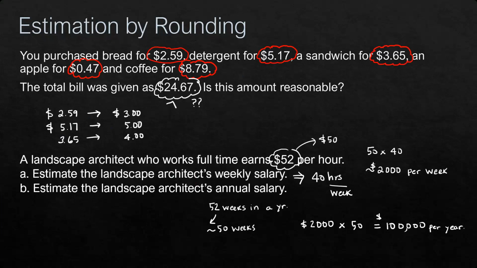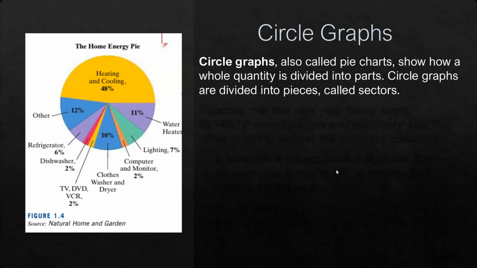Something a little bit more interesting. All right, we would like to talk about graphs, and the first one we would like to discuss will be circle graphs. Let's just read what we have here. Circle graphs, also called pie charts, show how a whole quantity is divided into parts. Circle graphs are divided into pieces called sectors.